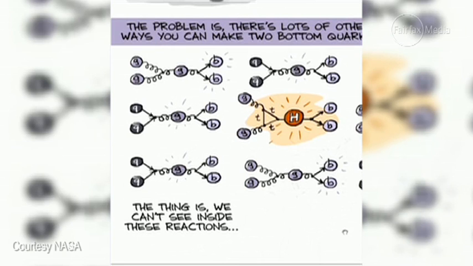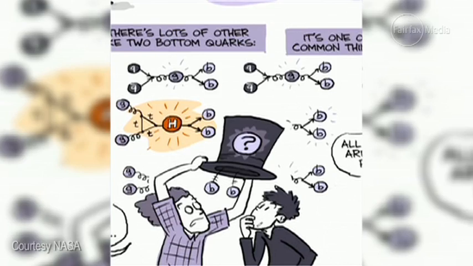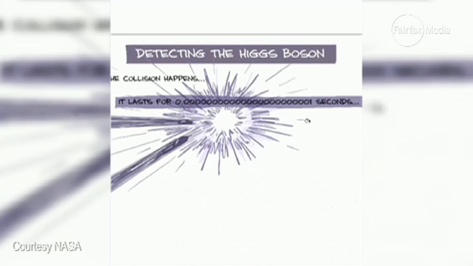The thing is, we can't see these reactions. We can't watch them and slow them down or reverse them. All we can do is see the decay products from the reaction. So this part is all you see, and what you really want to know is, did this intermediate state exist? The collision happens, it lasts for about 10 to the negative 23 seconds, and you get one measurement.